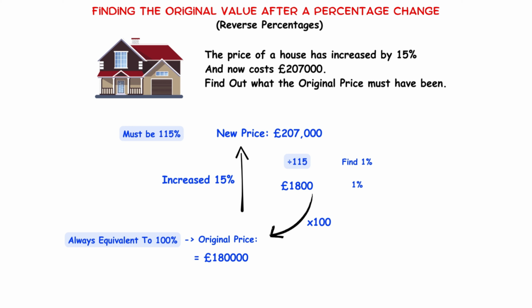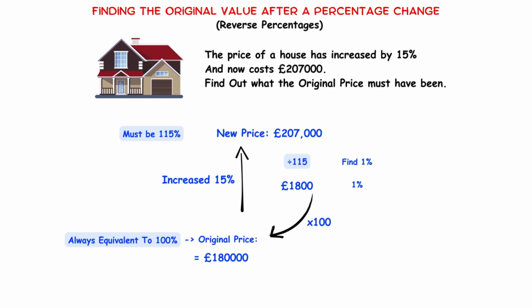In today's video, we're going to look at how we can find the original value of something after it's already changed by a certain percentage, and we sometimes call this reverse percentages. For example, let's take this question where we're told that the price of a house has increased by 15% and now costs £207,000, and we're being asked to find out what the original price must have been.